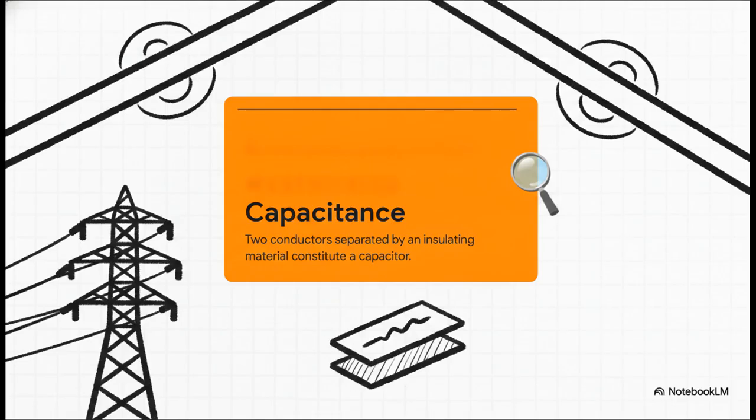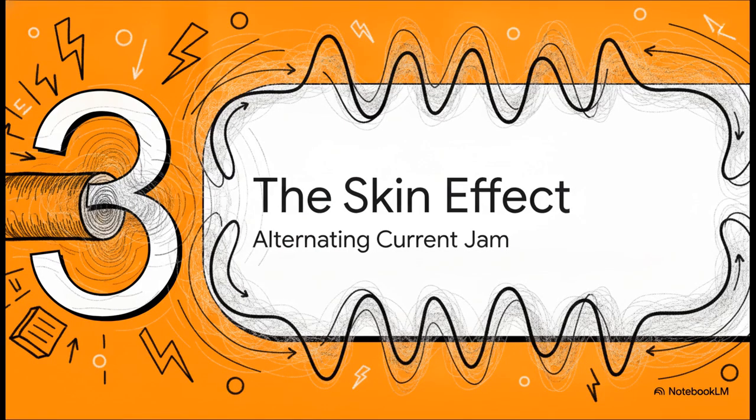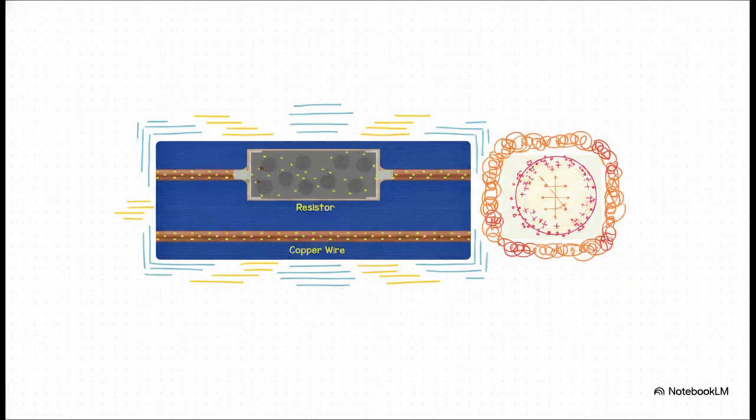Pretty cool, right? Okay, Section 3, the skin effect. Let's look at a very specific kind of quirky behavioral problem caused solely by the fact that we use alternating current. And this brilliantly illustrates the issue.